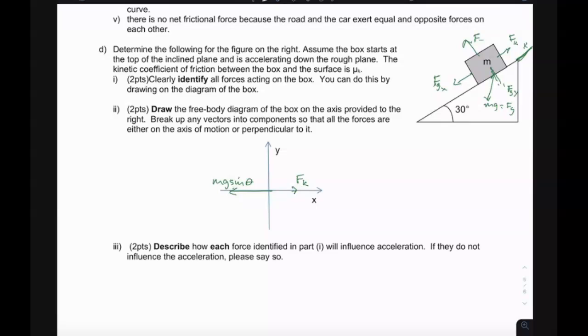It's sliding down the incline, so in the direction perpendicular to the direction of motion, they must balance out. So mg cosine theta acting downward should balance the normal force acting upward, or in the plus y direction, not upward, but in the plus y direction. I hope this is clear. If it's not, you should email me or see me during office hours.